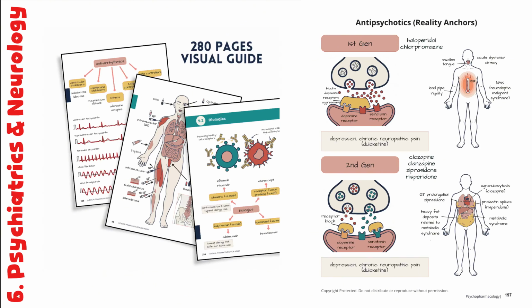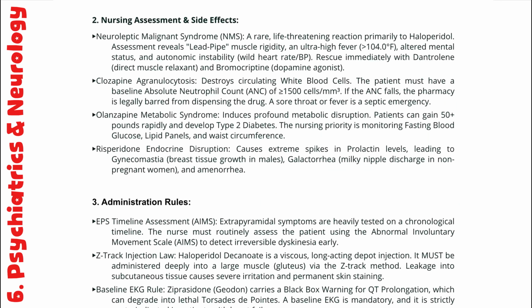Psychosis is dopamine running hot. Antipsychotics block D2 receptors to calm it down, but dopamine also runs motor control, so blocking it hard causes movement complications. Watch for neuroleptic malignant syndrome: lead pipe muscle rigidity, a fever over 104, and autonomic instability. The rescue drug is dantrolene.